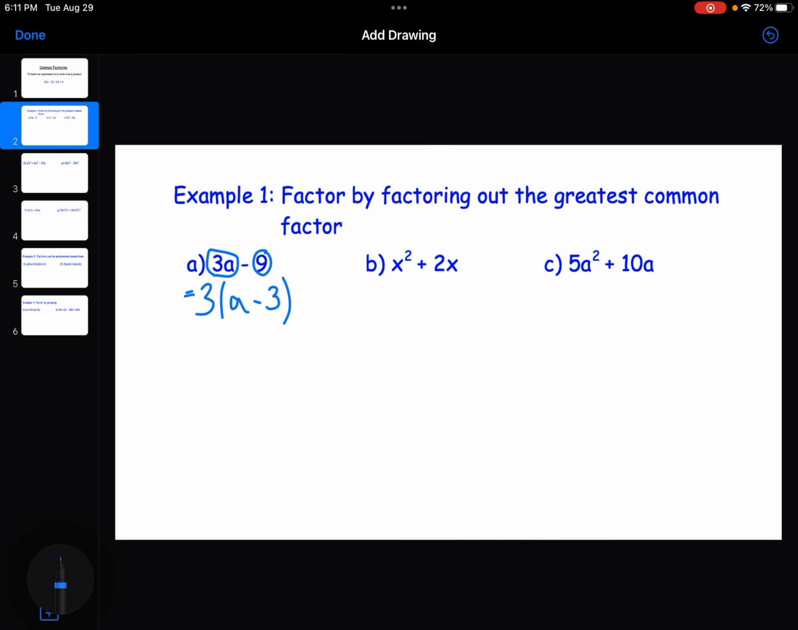And if I want to check if I'm right, all I have to do is multiply that back out. 3 times a is 3a, 3 times negative 3 is negative 9.